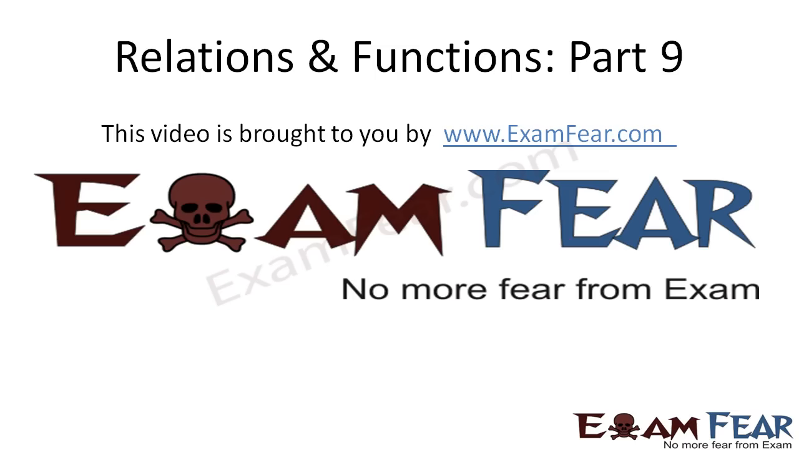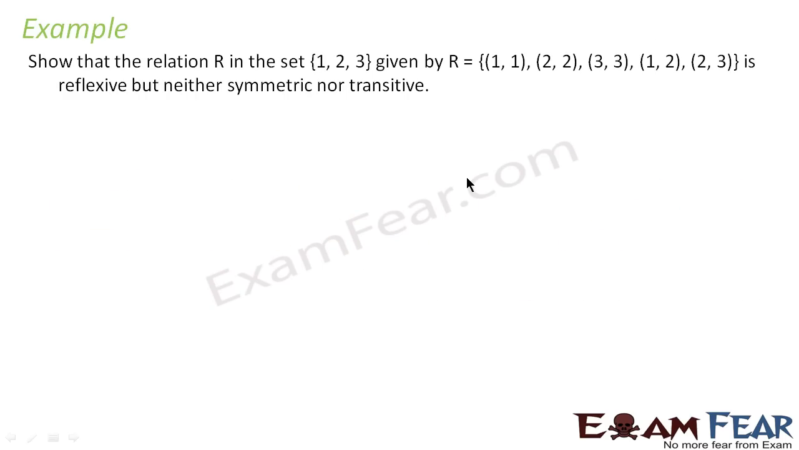Before watching this video, please make sure that you have watched part 1 to part 8. For example, we have to show that the relation in the set {1, 2, 3} given by {(1,1), (2,2), (3,3), (1,2), (2,3)} is reflexive but not symmetric or transitive.